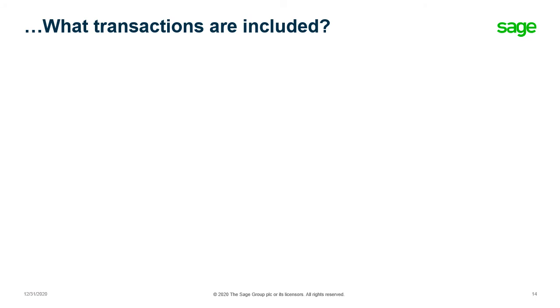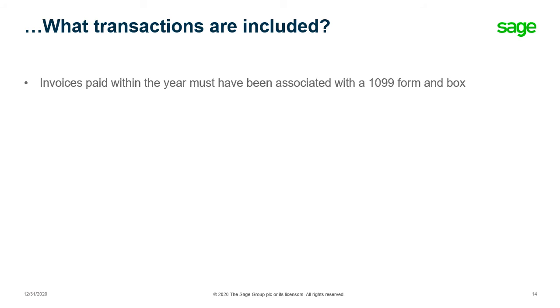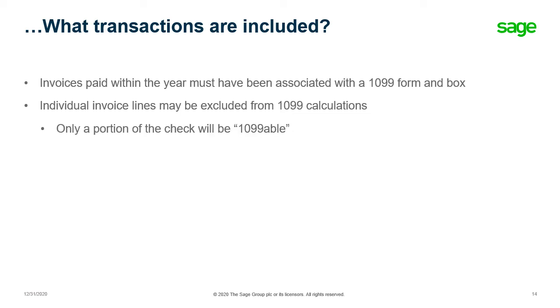So let's look some more at what transactions are included. Invoices paid within the year must have been associated with a 1099 form and box. So if you've got an invoice that wasn't assigned a form, then it's not going to show up. And individual invoice lines may be excluded from 1099 calculations. Only a portion of the check will be 1099able if it's been excluded. So let's take a look at an invoice associated with a 1099 line.